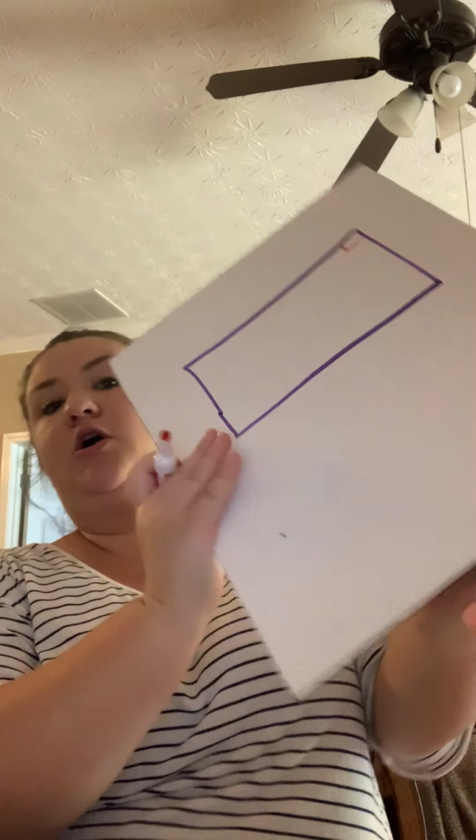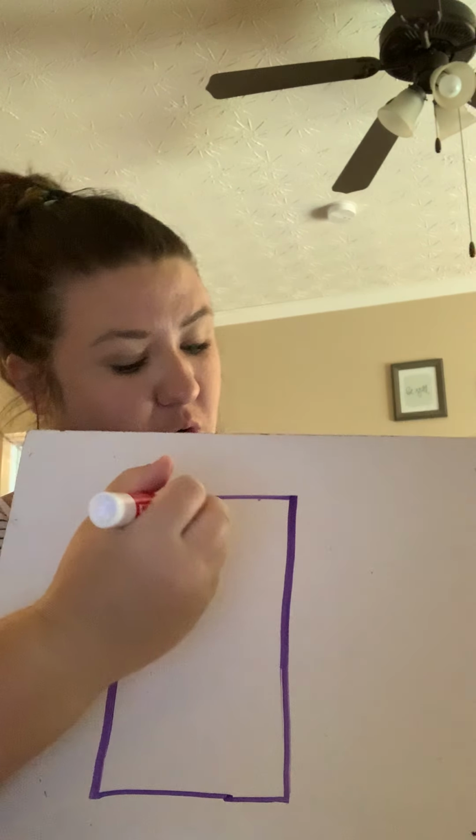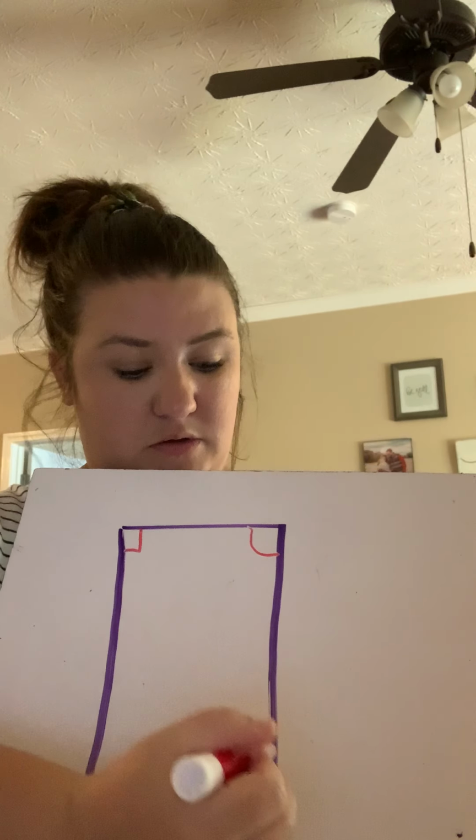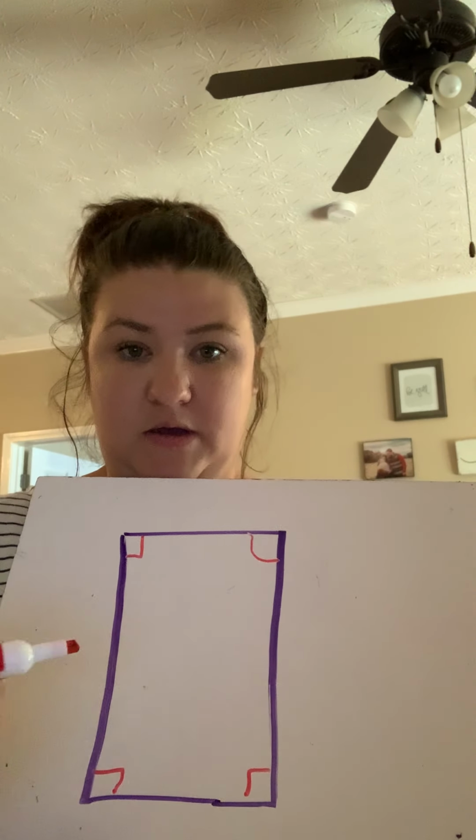Okay, let's see. If I have this as a shape, how many angles would I have here? Well, let's go through. Let's find them. Let's go to each corner. I already know I can draw one corner. Could I draw a corner here? Yes. Yes. And yes, so that is 4. That's the answer for that one.